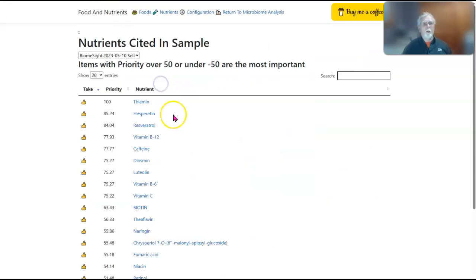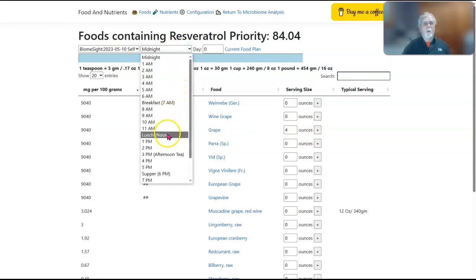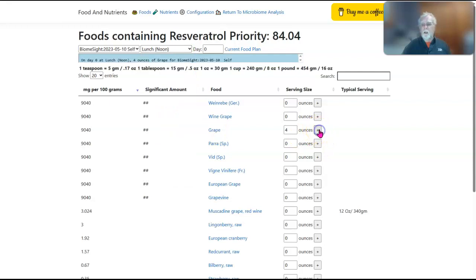We can go back here. Resveratrol, again, is available as a supplement. We can go over and just do it by other things. For example, by grapes, we could have 4 ounces of grapes if you don't want to use it as a supplement, and we could have that for lunch in there.